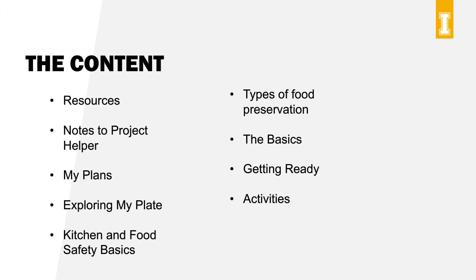Then there's a page of My Plans, which is a great place to do some goal setting, to sit down with the project helper or whoever you're working with. It could be adult education too. They have a project helper, I guess. And look ahead at some of the activities and what you want to accomplish. Set some goals together. That would be the time, if you're actually doing it as a 4-H project, to take a look at what your state requirements are there.